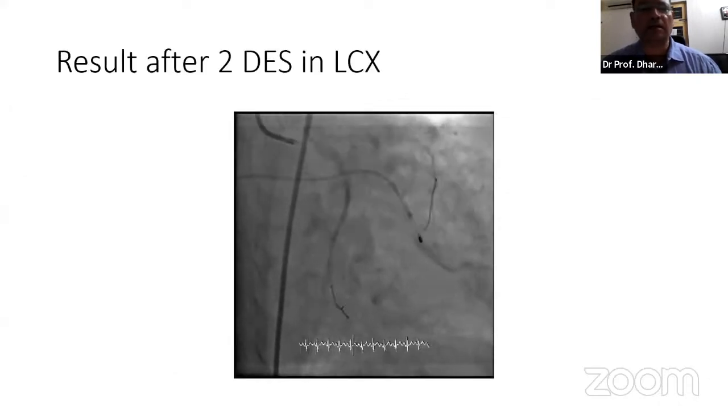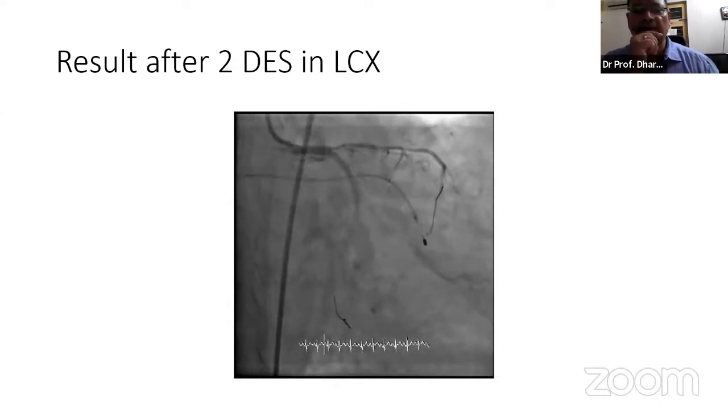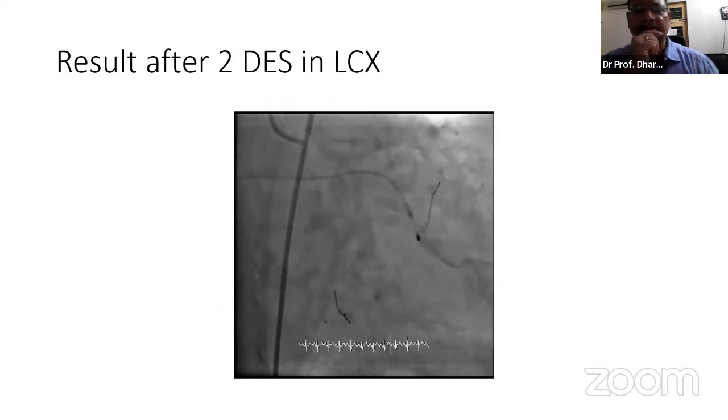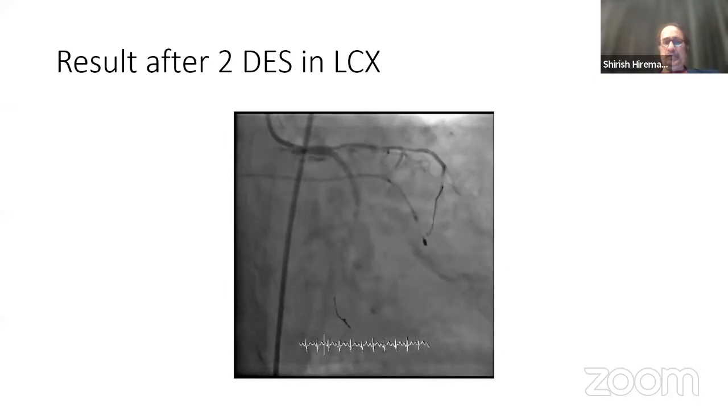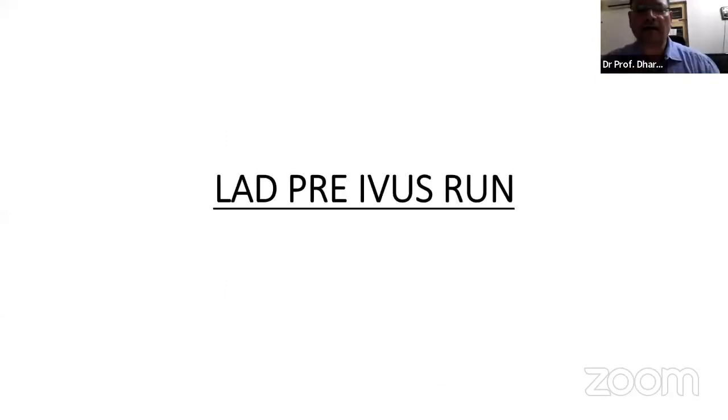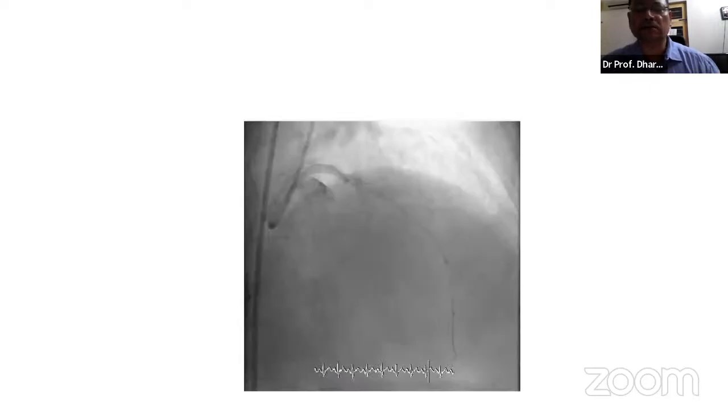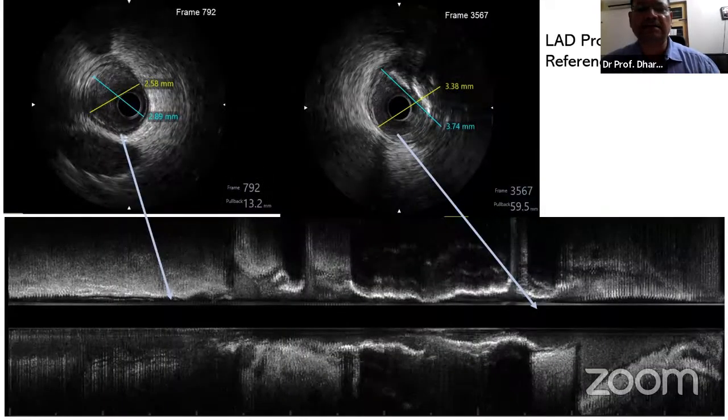So then we used the NC balloon, then the cutting balloon, and then finally this was the result for LCX. It was not a big territory. Then we did the IVUS run for LAD to assess the calcium load. So IVUS was passed, and this is the result.